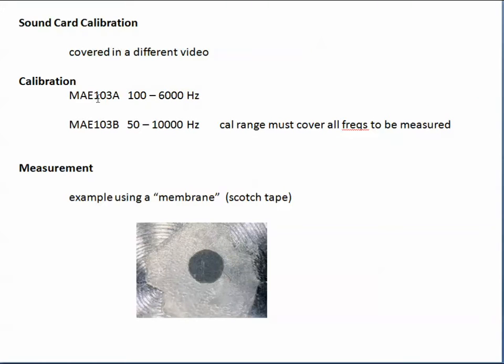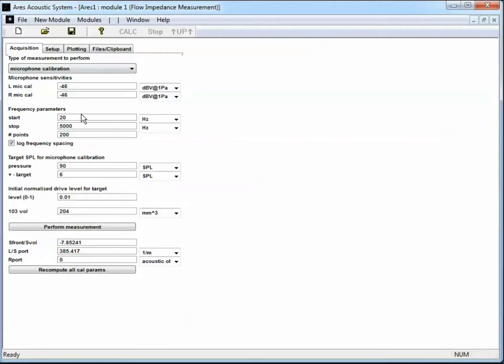For the MAE103A, we want to use a calibration range on the order of 100 hertz to 6 kilohertz. So we'll return to Aries and enter that in. Starting frequency of 100 to 6 kilohertz. And I'm going to turn log spacing off. We have a target pressure of about 90 dB. That should be fine. And we're taking 200 frequency points, which should be plenty.